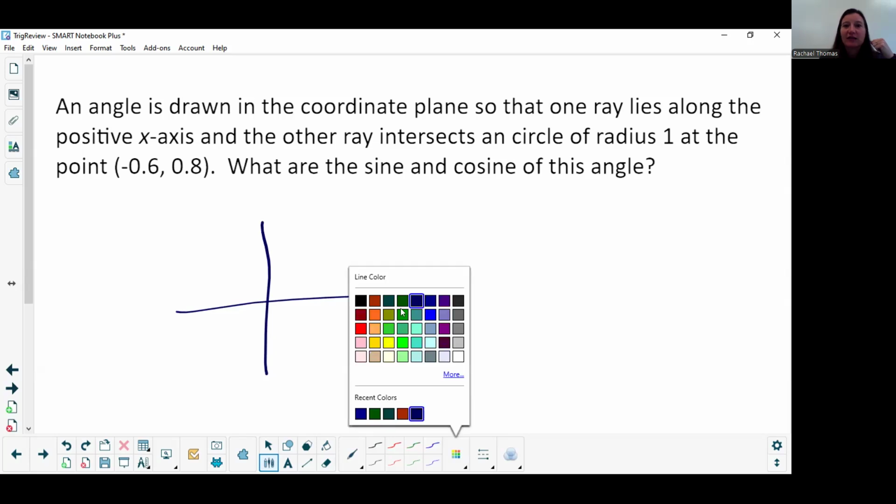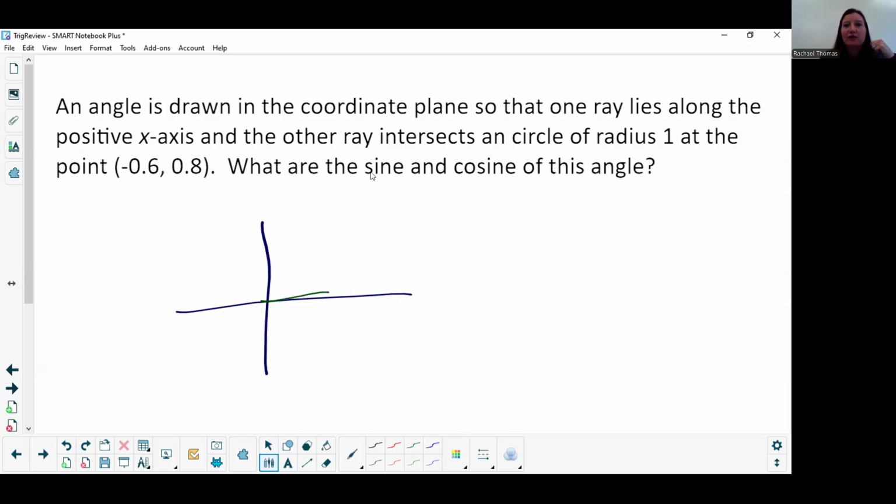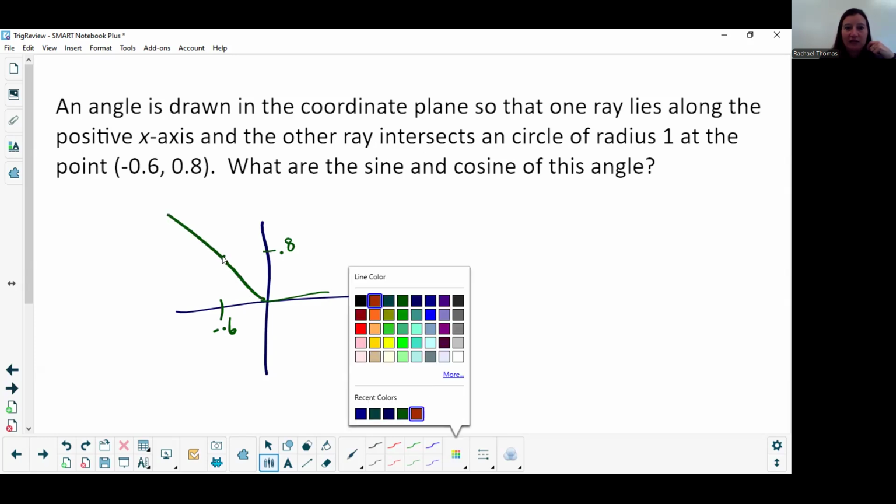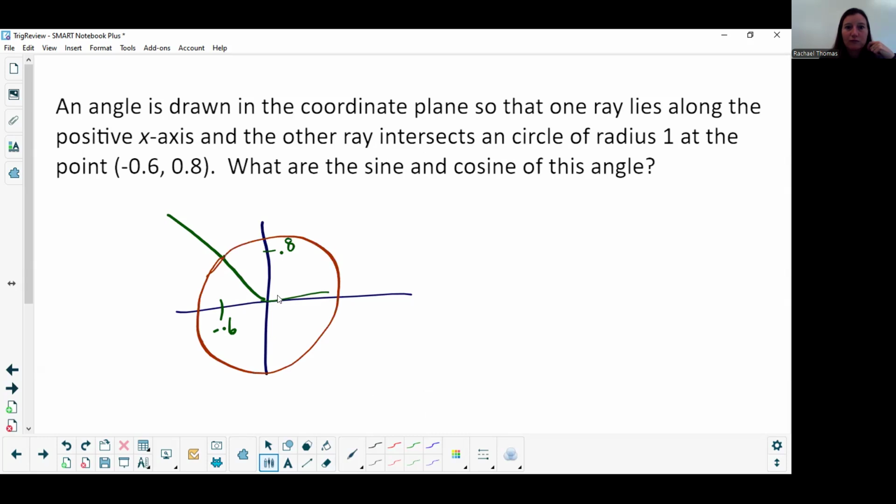So if I ask this question now: an angle's drawn in the plane, so one ray rises along the positive x-axis, and the other ray intersects a circle of radius 1 at the point (-0.6, 0.8). There's my angle. This is where it intersects the unit circle. What are the sine and cosine of this angle? The sine is 0.8, and the cosine is -0.6. It's that easy. Cosine's x, sine is y, bam.